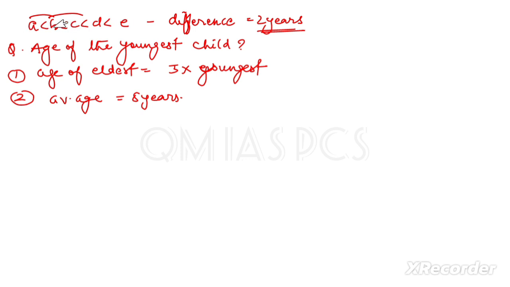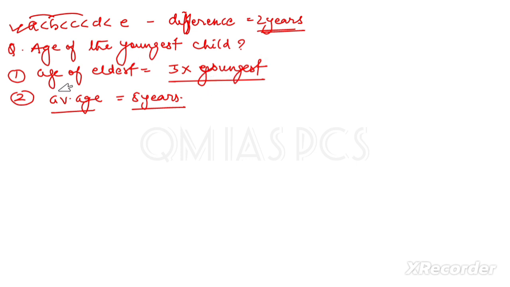So the question is asked: what is the age of the youngest child? Who is the youngest one? E or A? Okay, the youngest one is A. I was expecting your answer, but I forgot this is a recorded class. So we have to find the age of A, and the statements given are: the age of the eldest is 3 times the youngest, and the average age is 8 years.